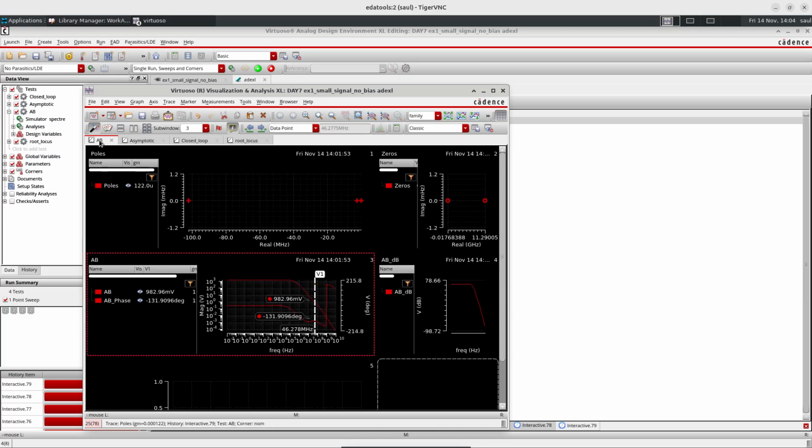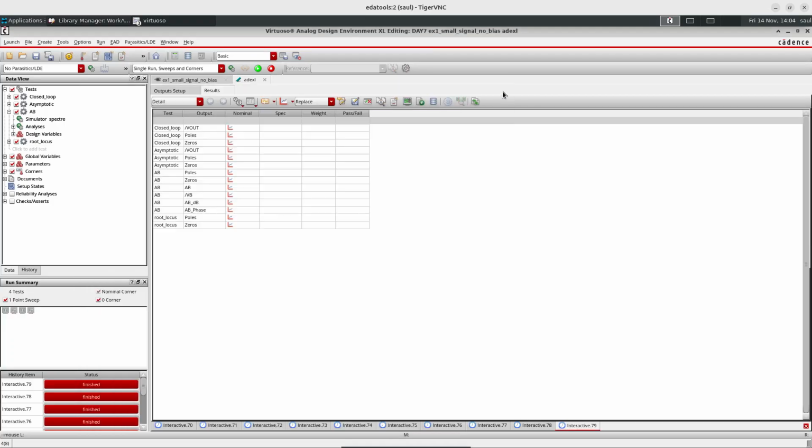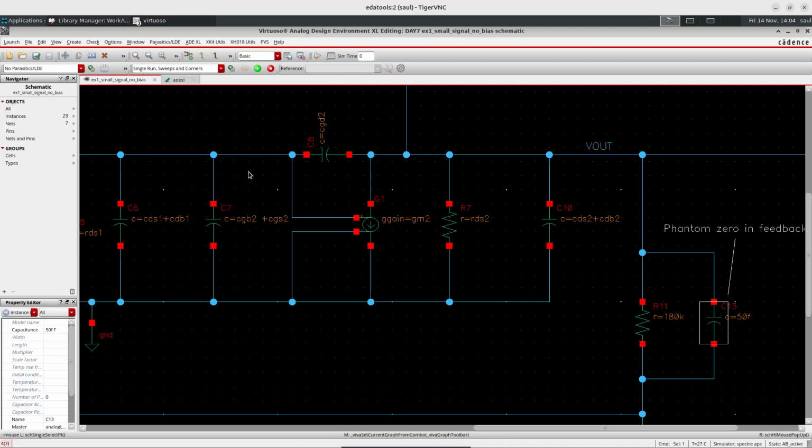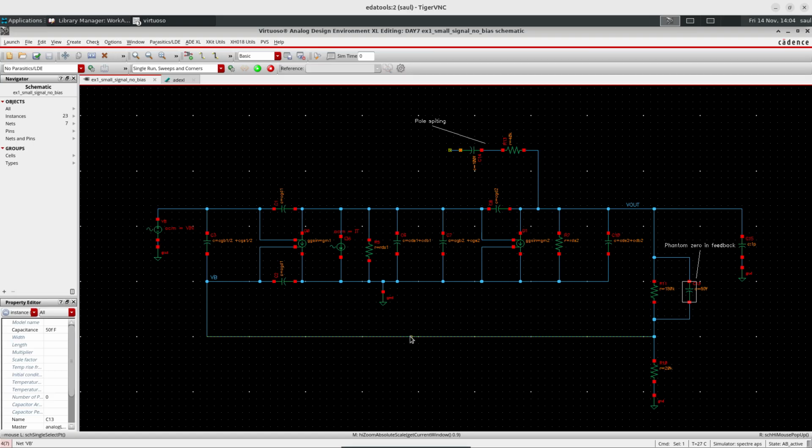But typically we will want to see the final position of the poles that we have here. Okay, very good. So we have done the stabilization with the phantom zero. That is our first option for doing stabilization. Okay, we're going to disconnect the circuit, and then we are going to try to do the same, but with pole splitting.